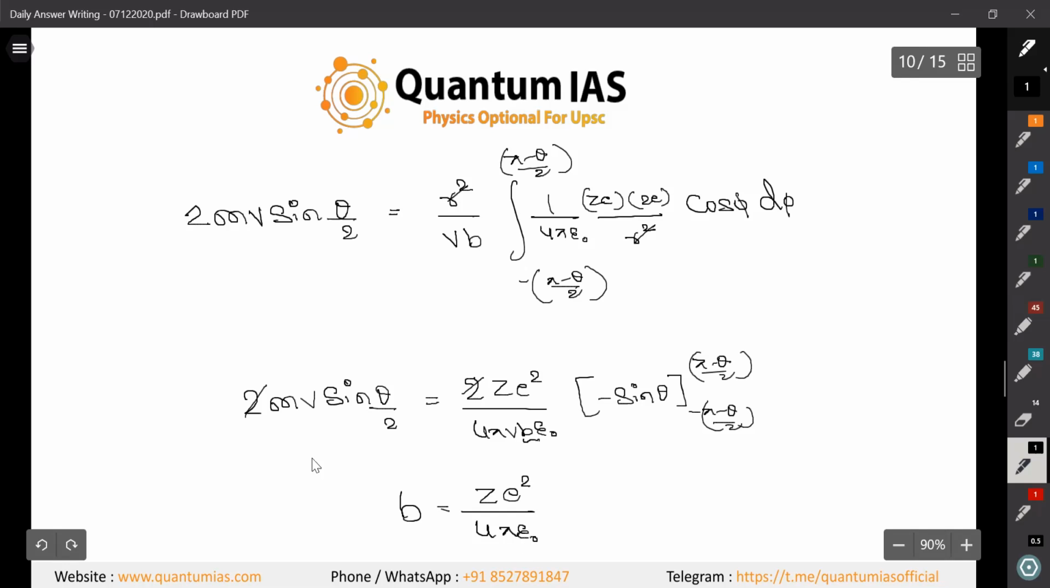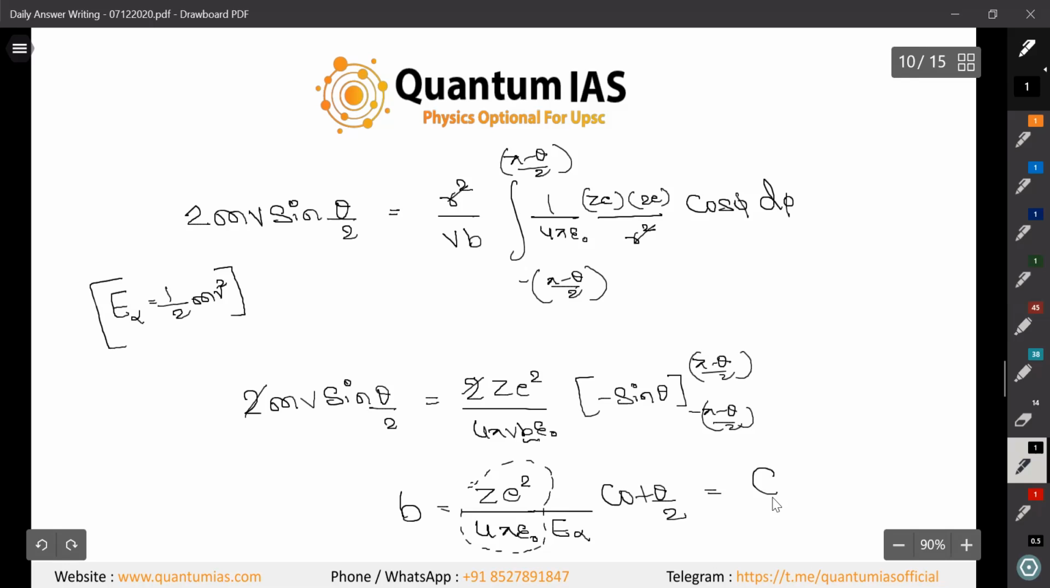4 pi epsilon naught. And let's do one thing. Let's define E alpha here. So E alpha is half mv square, the energy of the alpha particle, the kinetic energy, that is half mv square. So it will be Ze square over 4 pi epsilon naught, and half mv square will become 1 upon E alpha, and here cos by sine will become cot theta by 2. Or you can simply replace these things, because these are constants. Z square 4 pi epsilon naught, these are universal constants, they will not change. So simply you can write this as C upon 2E alpha cot theta by 2.